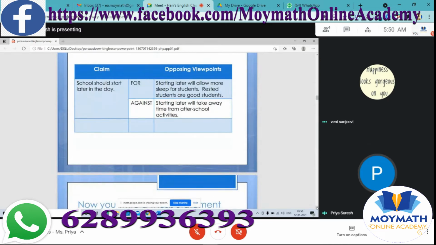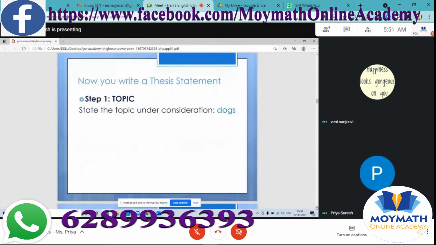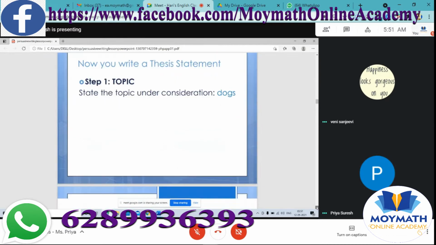Example is given here. School should start later in the day. That is a claim. For, you see, starting later will allow more sleep for students, as you said. Rested students are good students. And against this, starting later will take away time from after school activities. So you have the opposing viewpoints here. Now you write a thesis statement. State the topic under consideration. Dogs.